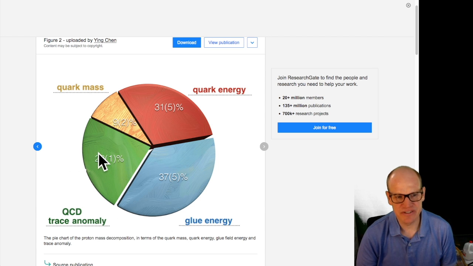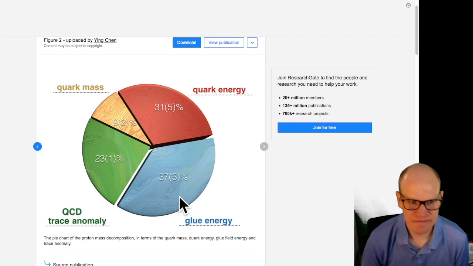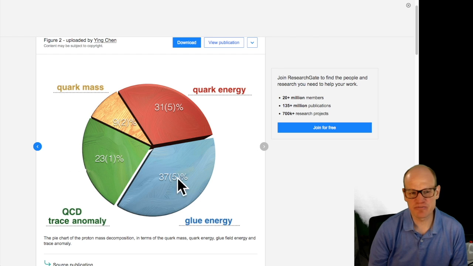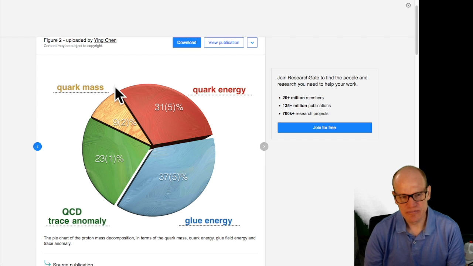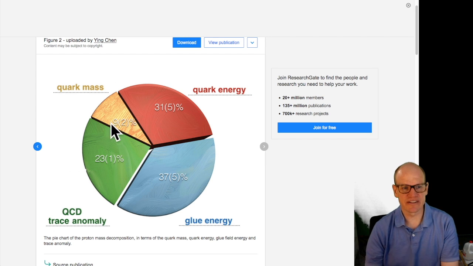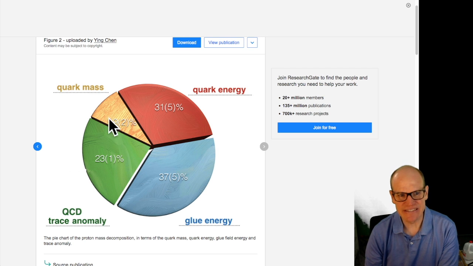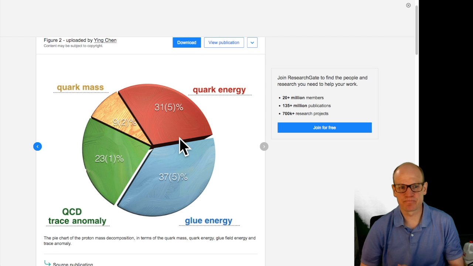So that's going to be a quarter of the mass, and then another third of the mass is the energy of the gluon field. So this is probably something like the potential and the kinetic energy of the gluon field. And then you have the kinetic energy of the quarks, and you have the bare mass of the quarks. So that's my guess for what these two things are. I don't know that for sure, but either way, the point being that the mass of the proton contains all of these different sources of energy.